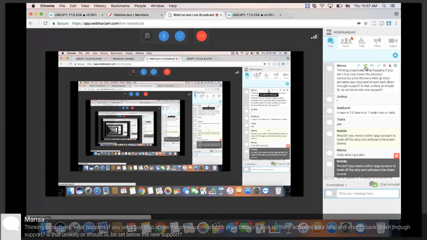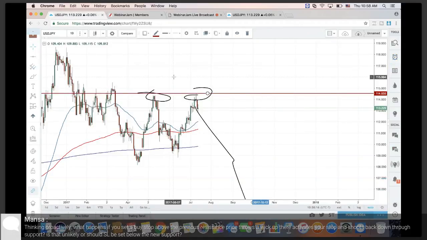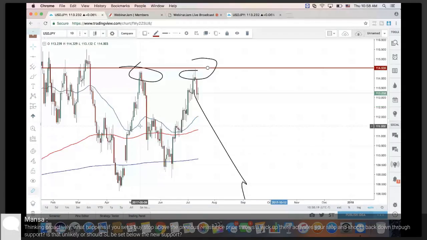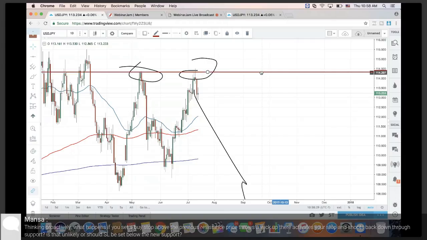Somebody asked, thinking proactively, what happens if you set a buy stop above the previous resistance price? Above the previous resistance, price throws a wick up there, activates your stop, and shoots back down through support. Is that unlikely, or should the stop loss be set below the new support? This sounds like a similar thing that happened to me on USD/JPY this week. They broke through the resistance right at 114.30, somewhere up in there.